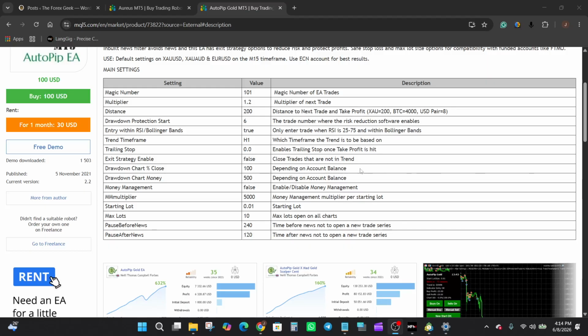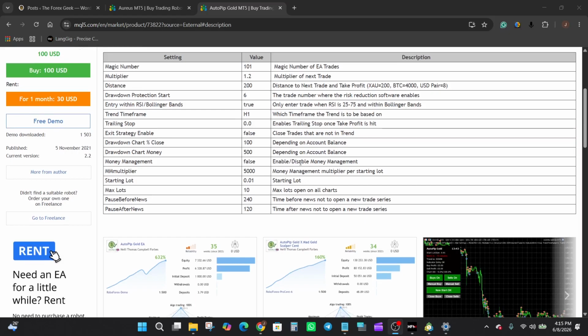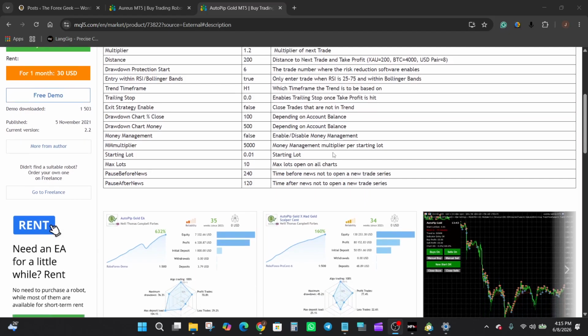The EA also uses a trend time frame filter set on H1, which means even though it may execute on lower time frames, it still references a higher time frame direction to guide decision making. Now, before we move into backtesting, it's also worth noting the risk controls such as pause before news and pause after news, which temporarily block trading around major events, and drawdown based protection that can close trades depending on account conditions. Now, let's just quickly move into the historical backtesting section and see how this system behaves over time.